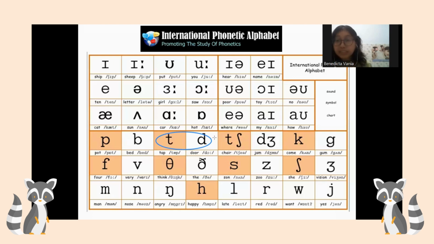The t sound aspirated is for words like take, ten, tide. Alright, we're gonna move on to the d. The d sound is voiced, so there's no variation in pronunciation. It is used in words like date, deaf, done, dull.